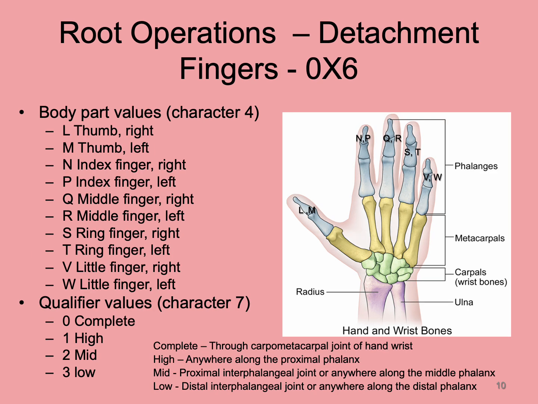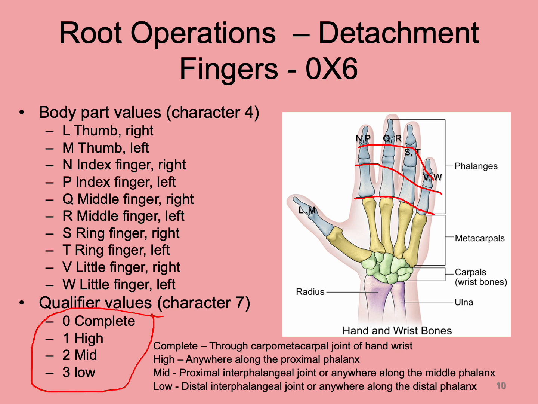Okay, so let's talk about fingers. This is a little bit more straightforward. The body part values: thumb, index finger, middle finger, ring finger, little finger. We know those terms. It's just right or left. So the body part value is pretty straightforward. It's the qualifier values, again, that are a little trickier. For fingers, let's start with low, which is distal, furthest away, that's the tip, right? And then you have mid, along the middle here, and then high, the whole finger, okay?